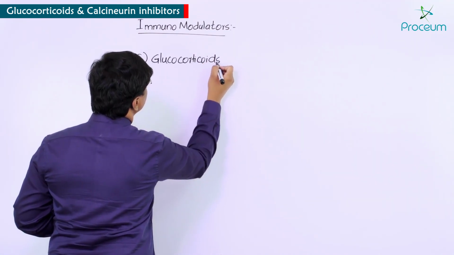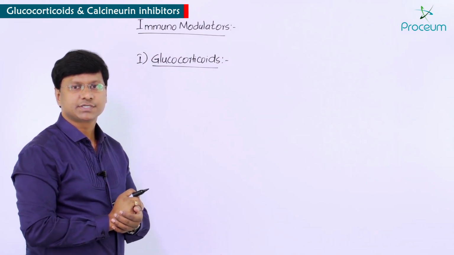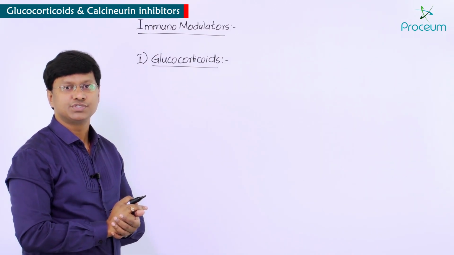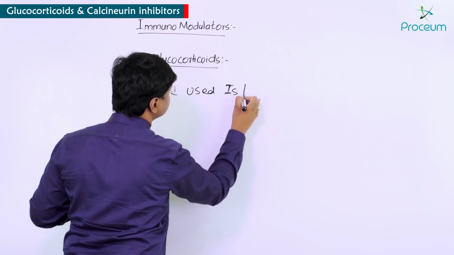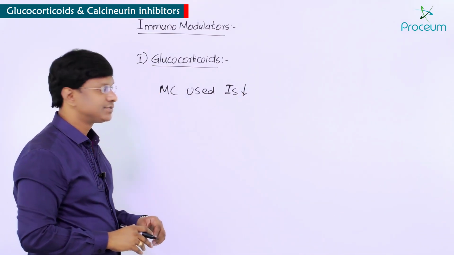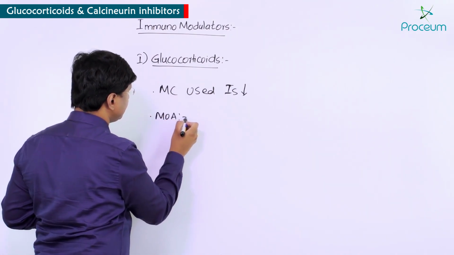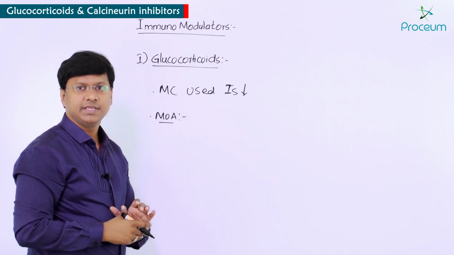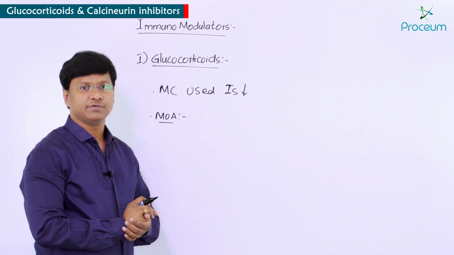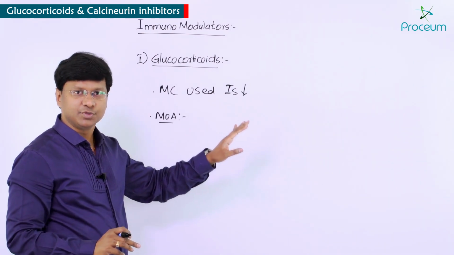Right, it is your glucocorticoids. Now if you take these glucocorticoids, remember these are one of the most commonly used immunosuppressant drugs. Now if you take the mechanism of action of these drugs, they are causing immunosuppression. Remember, as such they are immunosuppressant drugs.